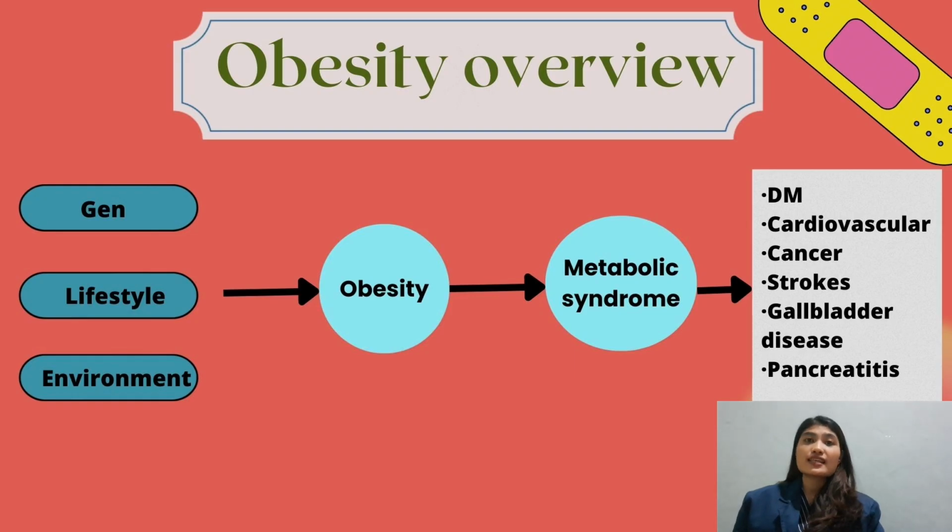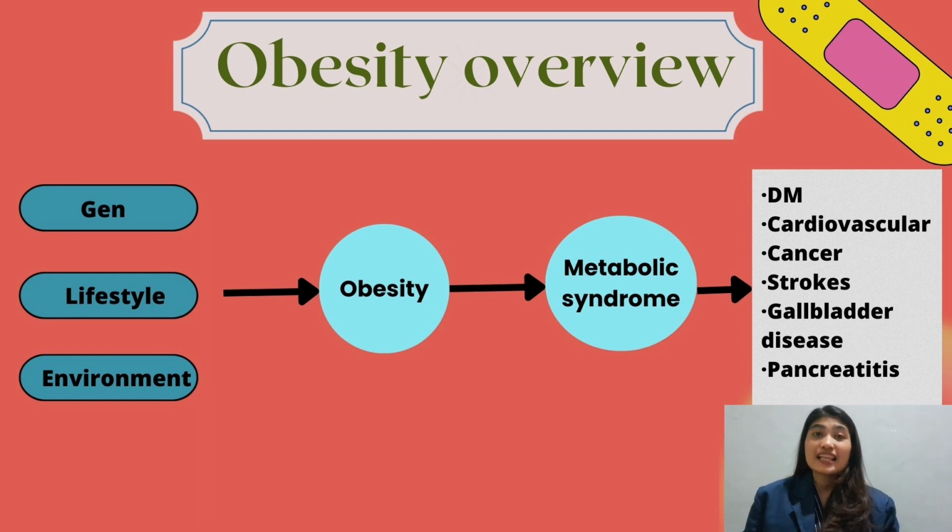Next is the obesity overview. Obesity can be influenced by several factors, namely genetics, lifestyle, and environment. The first is genetics. Obesity is thought to tend to be inherited because it has genetic causes. Genetic factors that have a strong role are the parents' fatness. Children who are obese usually come from obese families.